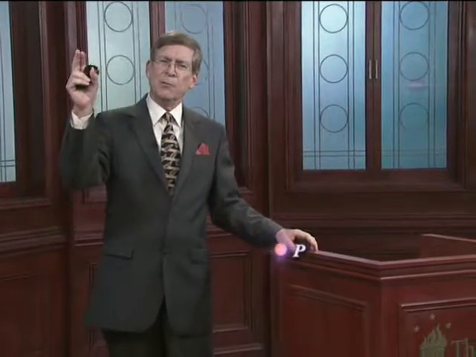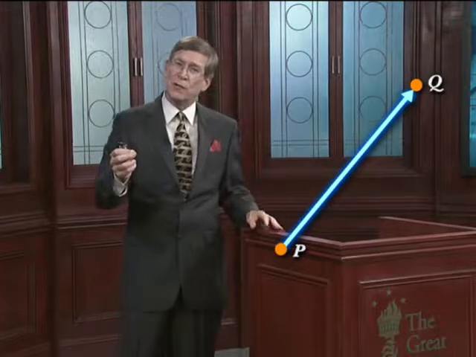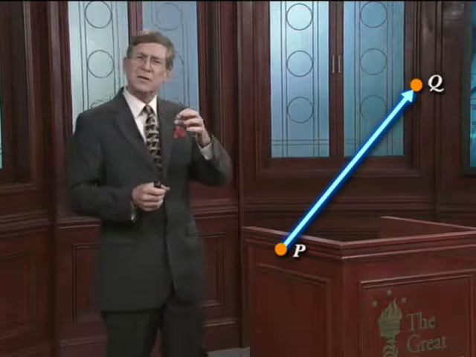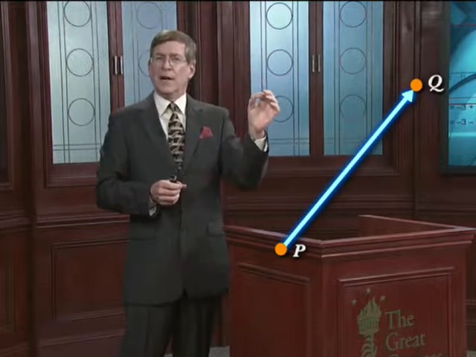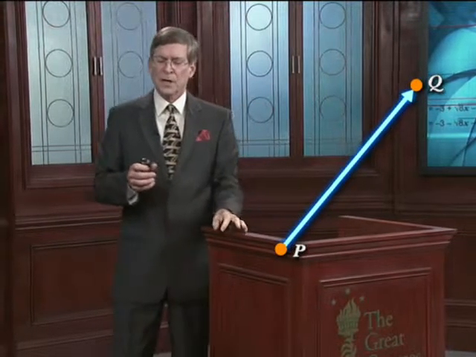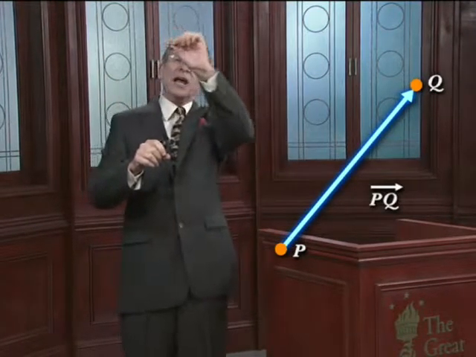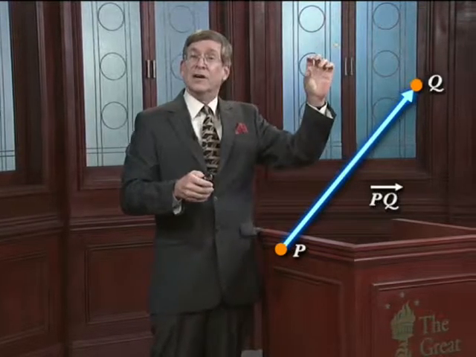Imagine a point P and a point Q joined by a directed line segment. P will be called the initial point, Q the terminal point, and we indicate that by an arrow on that directed line segment showing the direction from P to Q. A very common notation for this is the set of letters PQ with an arrow on top to indicate that it's a vector. These vectors have length, and in a minute we'll calculate the length of some vectors, and that's usually denoted by two vertical lines around the vector PQ.